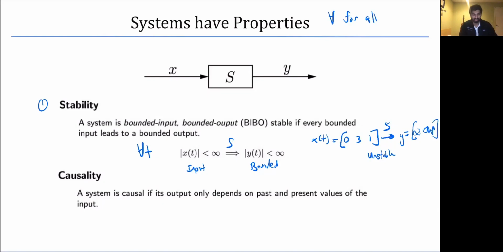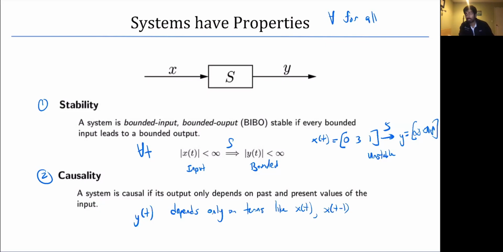Okay, the second property that we'll discuss is causality. A system is causal if its output only depends on past and present values of the input. So for example, if I have a y of t, I can say that a system is causal if y of t depends only on terms like x of t minus 1, etc. So this is a causal system. In this particular case, a system that is causal basically depends on the memory, the previous stuff that came before. A system that is non-causal, or doesn't have this causality property, could start to depend on future terms of the input, okay? And that would not be a system that obeys causality.